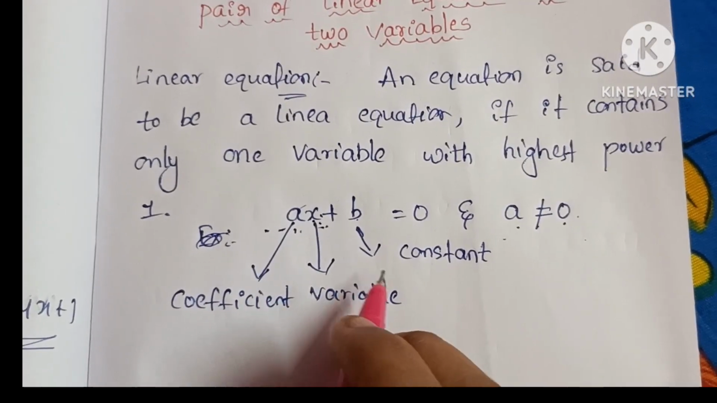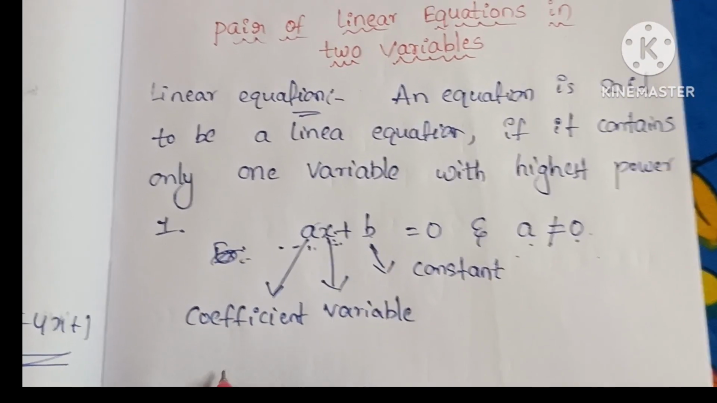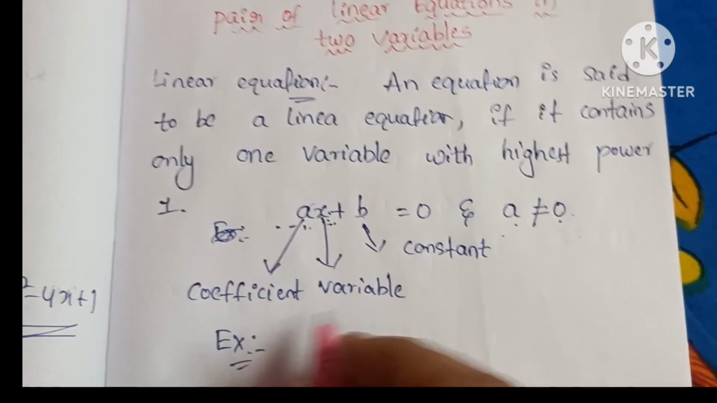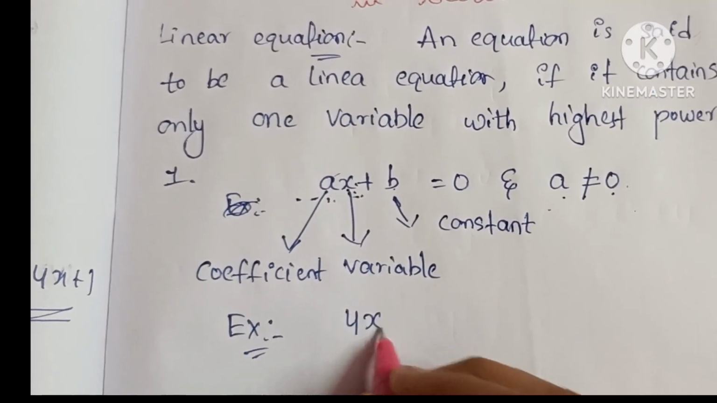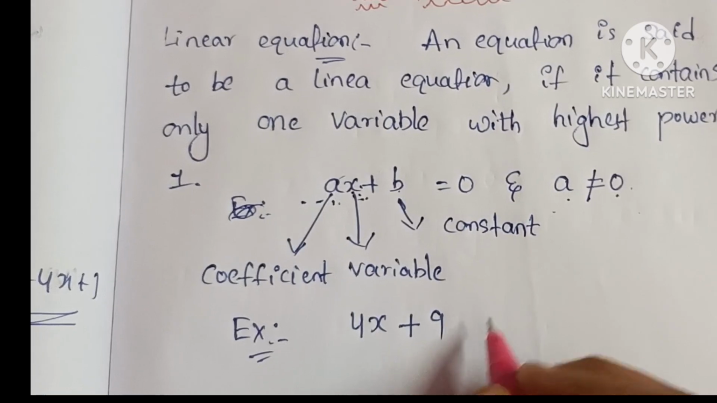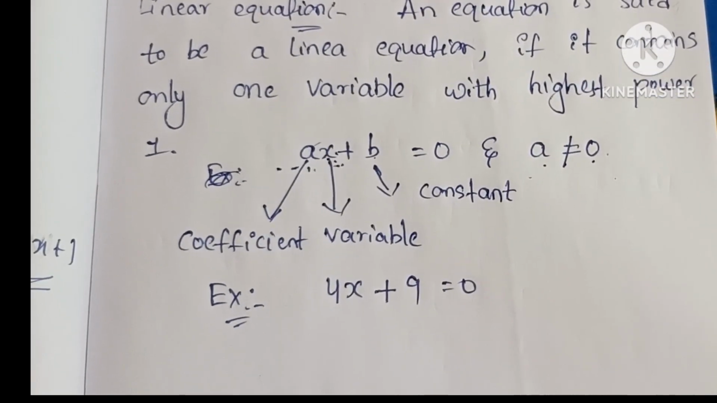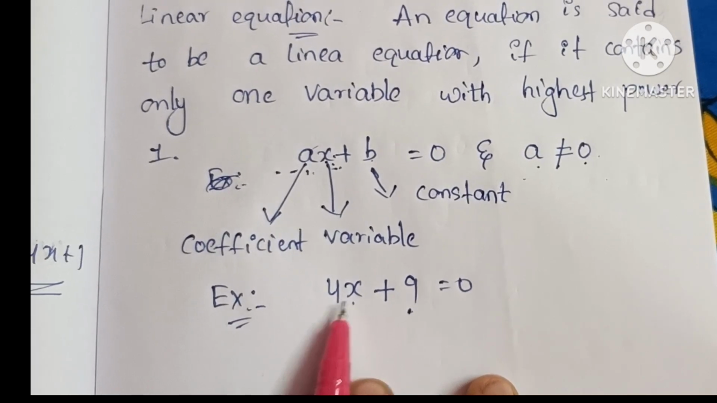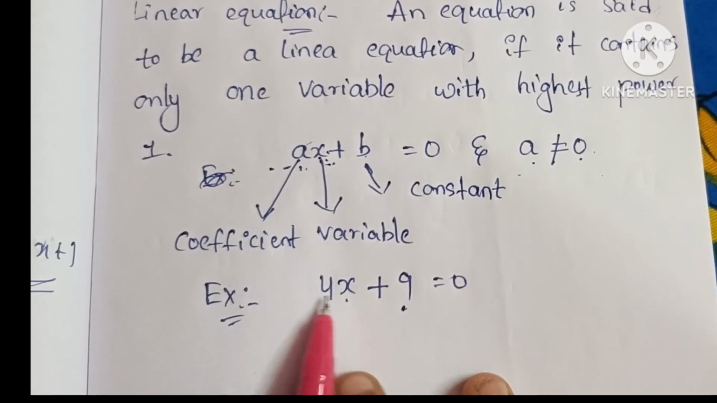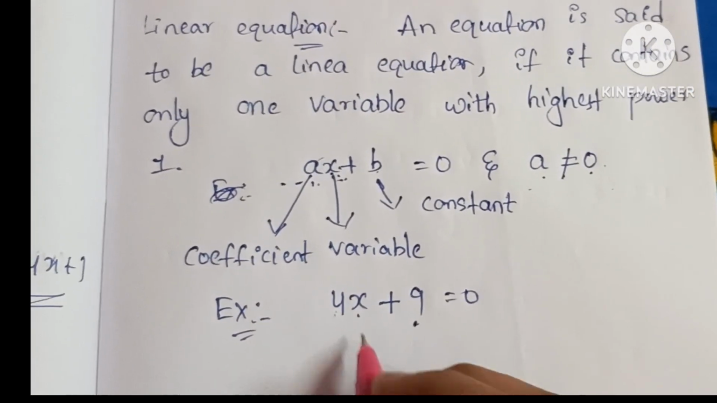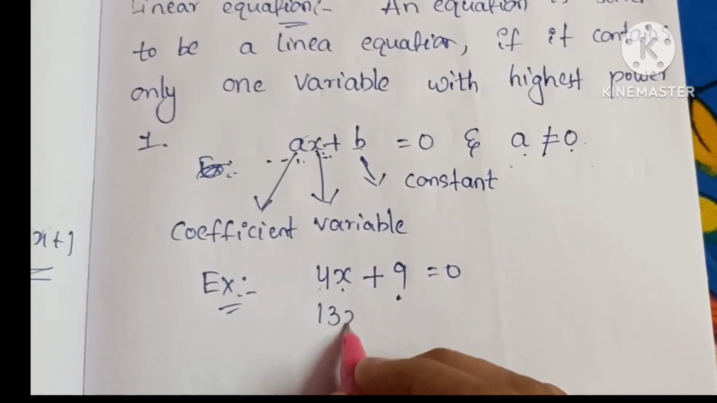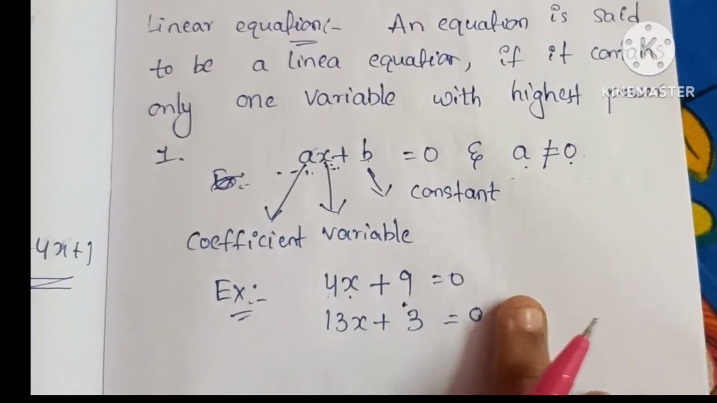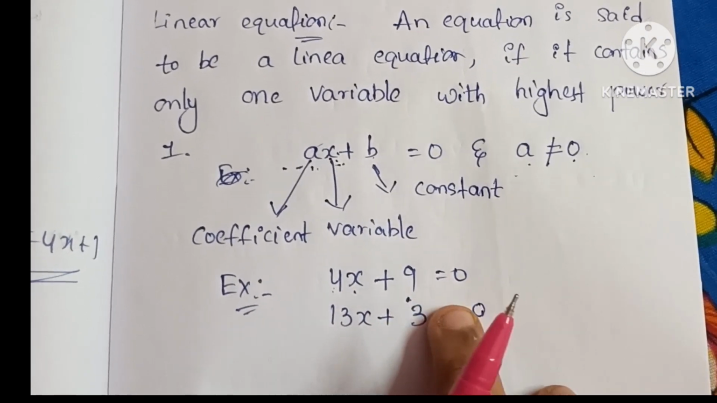Now, like that linear equation, take one example: 4x plus 9 equals 0. Here 9 is the constant, x is the variable and 4 is the coefficient of x. Another example, 13x plus 3 equals 0. These are all linear equations.